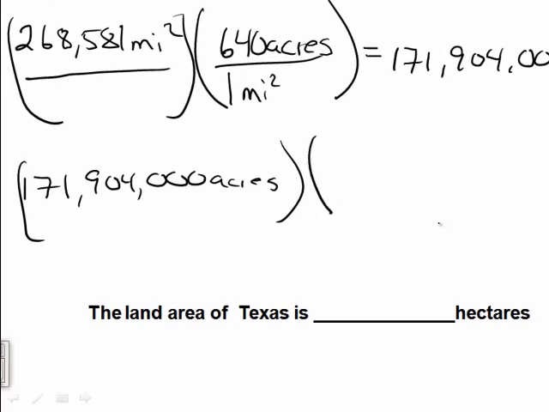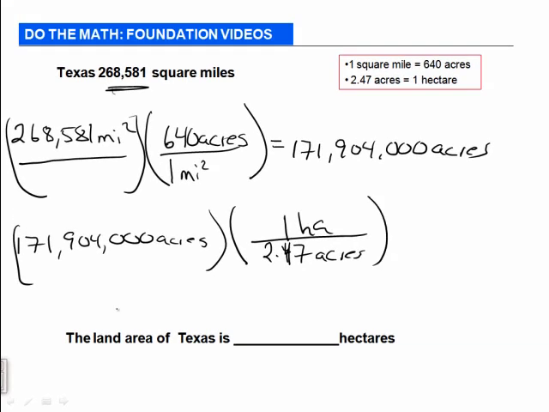And I'm going to use the acre to hectare conversion. 2.47 acres is equal to 1 hectare. So you'll divide the numbers, and you get a pretty big number here. You get 68,761,600 hectares.